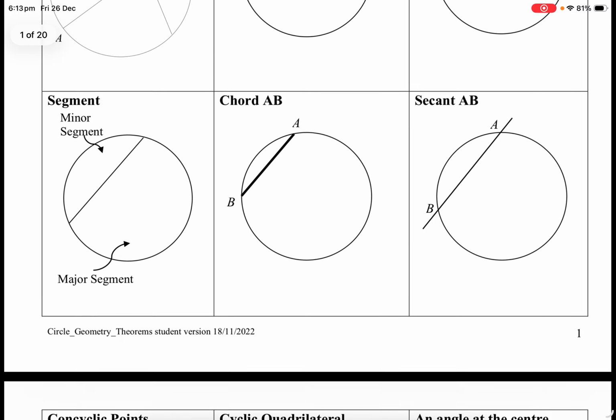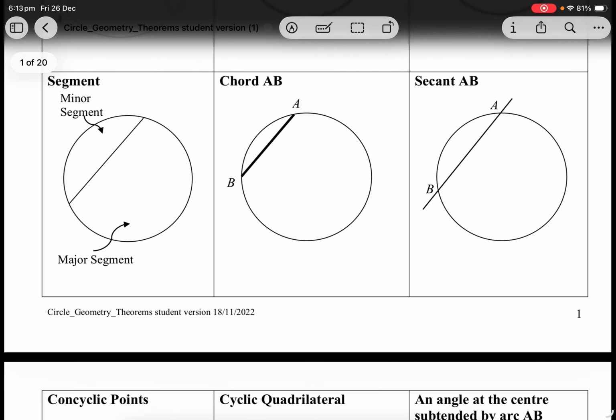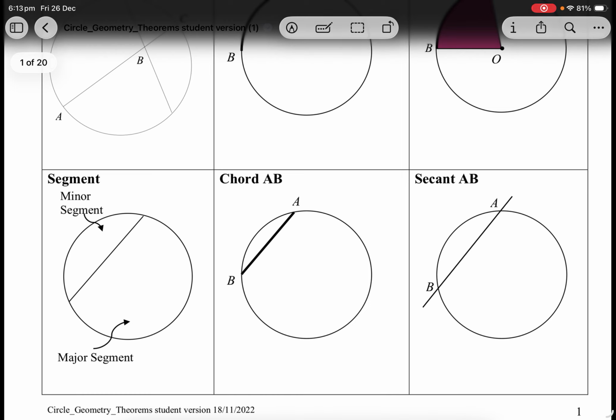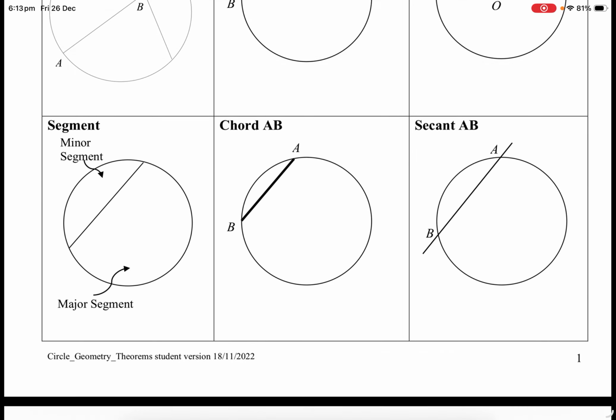Now, a couple of new ones that we haven't talked about too much on this channel is what's called a segment. When we have this chord that passes through here, it breaks up our circle into two bits. So we have what's called a minor segment, that's the smaller portion, and a major segment, which is the larger portion. We have a chord AB here. So it goes from one part of the circle to another part on the circle as well.